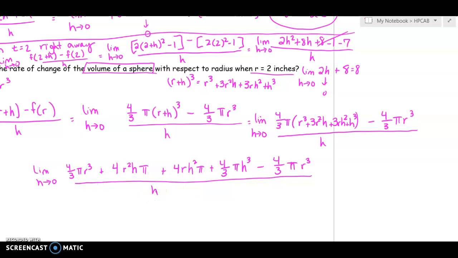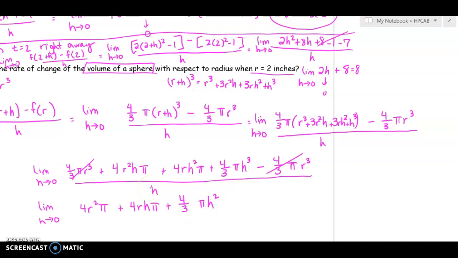Right? And so what will happen is we have 4/3 pi r cubes that are going to cancel out with each other. And we can reduce each of these 3 terms, and the top can all be divided by h. So we get the limit as h approaches 0 of this one, the h's will cancel. So you get 4 radius squared pi. This one, the h will cancel, and the other one just becomes h to the first, so 4rh pi. And the last one becomes 4/3 pi h squared, because we're dividing by h.